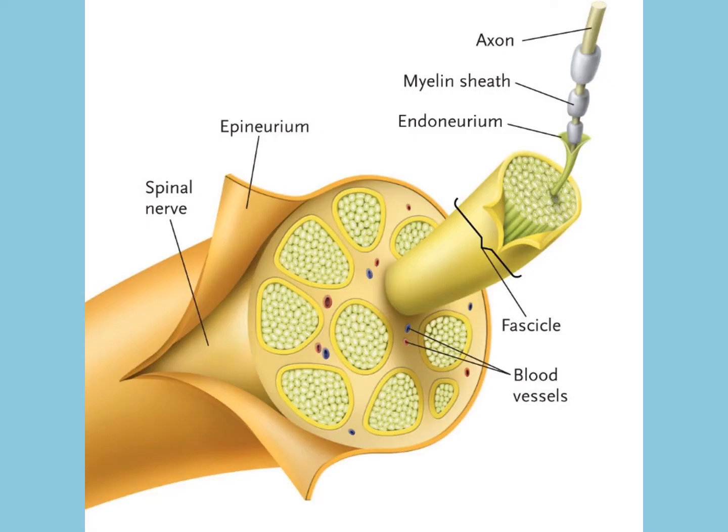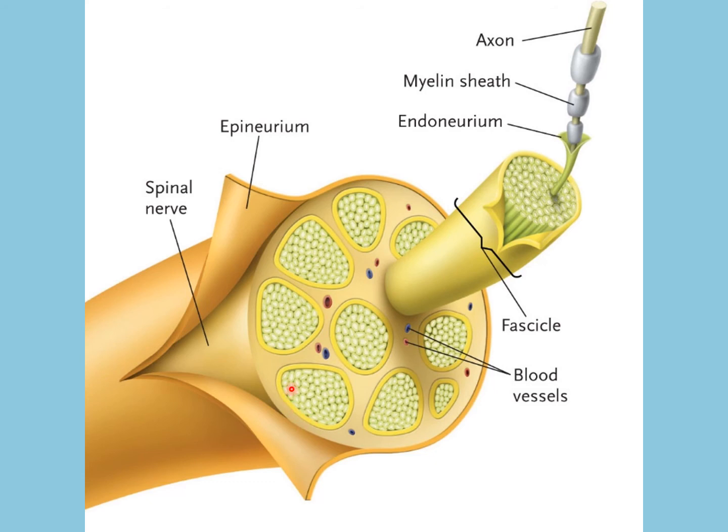This diagram shows a cross-section of a nerve. Remember, nerves are composed of many bundles of neurons. Neurons have those long extensions called axons. Each axon is surrounded by a layer of connective tissue called the endoneurium. Endo means inside. These axons are all bundled together and surrounded by a layer called the perineurium. These bundles of axons are known as fascicles. Fascicles are all bundled together in this larger structure called the nerve, which is surrounded by a layer of connective tissue called the epineurium.